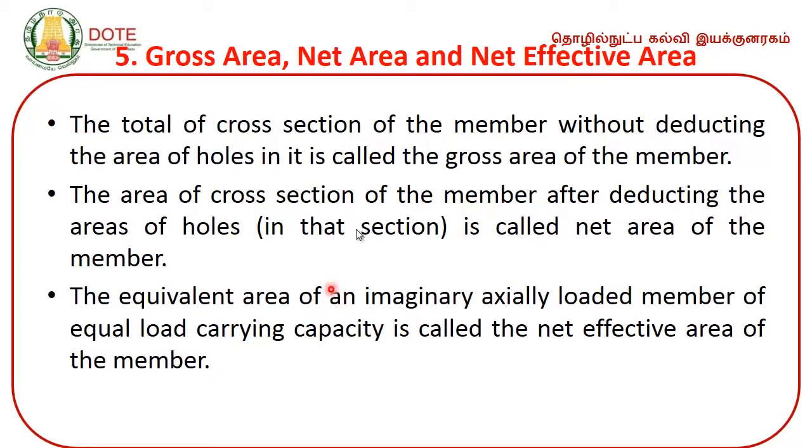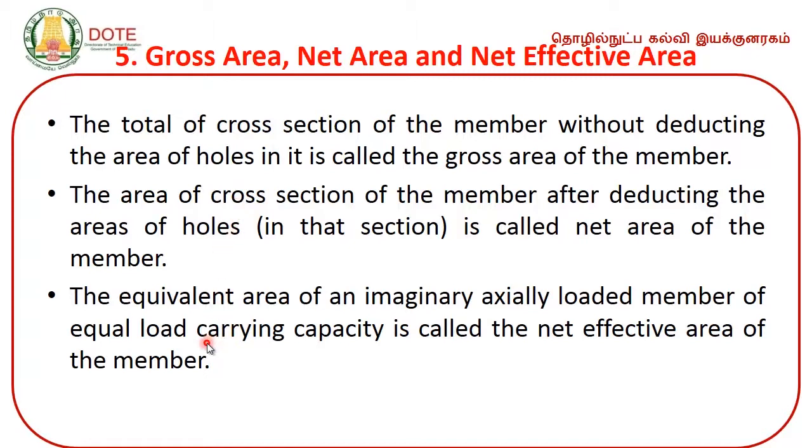And very important for the design, these are the terminologies or definitions: gross area, net area, and net effective area. Gross area is the area of the cross section of the member without deducting the area of holes in it. So, total area is known as gross area, which is denoted by A suffix G. The area of cross section of the member after deducting the area of holes in that section is called the net area of the member, denoted by A suffix N.